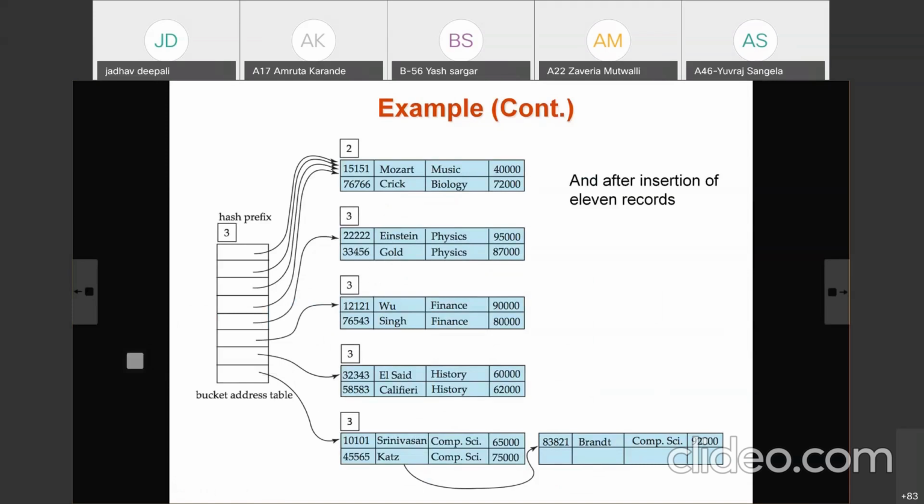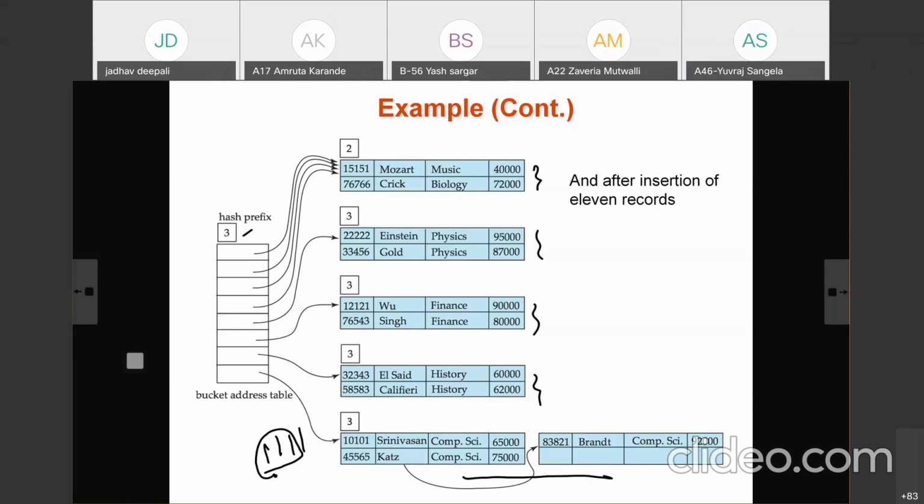So here you can observe that all the records are inserted according to their hash value. Here i is equal to 3, that's why the first 3 bits are considered and the records are inserted accordingly. Now in this case, what happens? The computer science record starts with 111 something, so the first 3 bits are 111.